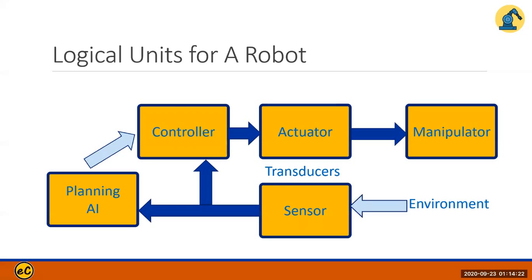Overview. So here is the logical diagram for a robot. Basically your actuator controls the manipulator, and your sensor gets the physical property from the environment, and you convert it to an electrical signal, and then you send it to the controller and AI processor to make a decision, and then send out the control signal to the actuator and manage the manipulator.